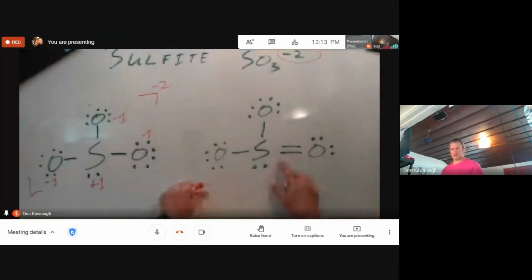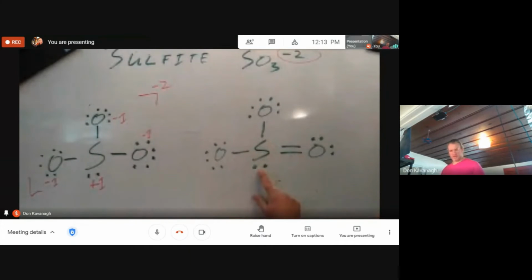This Lewis dot structure here has 26 electrons. Now, each element has its quote-unquote octet. I say quote-unquote because let's look at this sulfur in the middle here. This sulfur has 10 electrons as part of its quote-unquote octet.